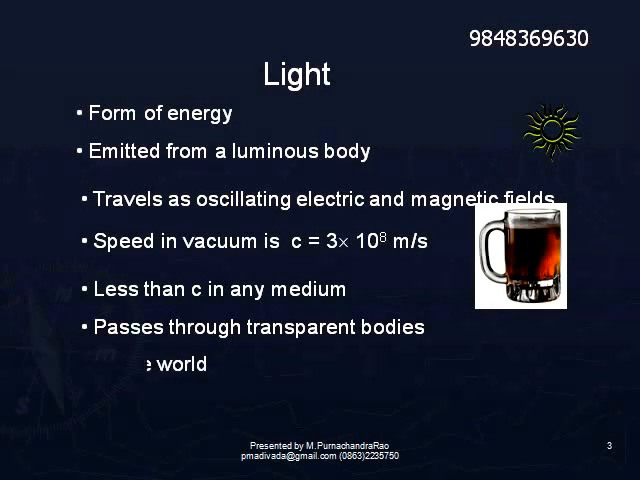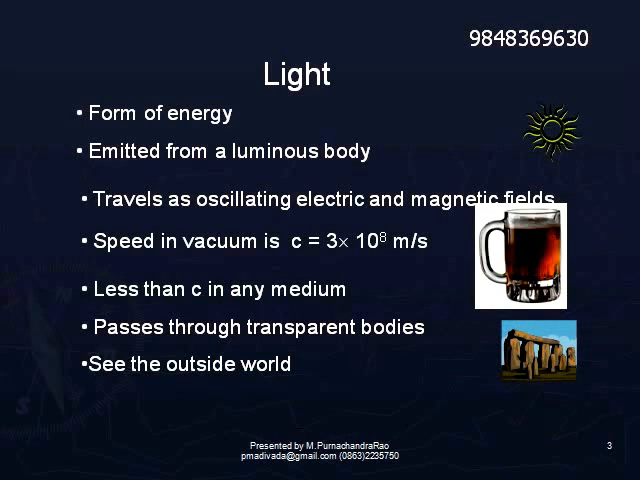It passes through certain bodies known as transparent bodies. For example, if we look into a glass containing some liquid, we can notice the liquid inside the glass. It is because of the property of light passing through transparent bodies. The outside world can be seen due to the scattering of light. So when scattering takes place, the scattered light enables us to see the external world.